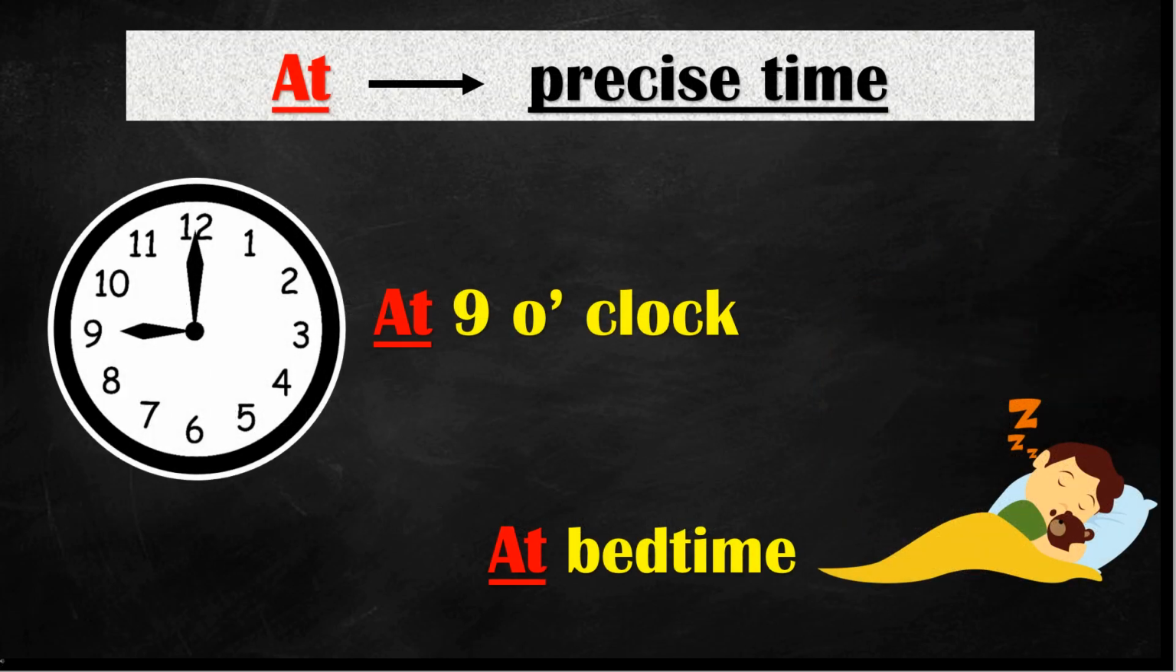At is used for a precise or an exact time, when you are exactly able to state the time when an action is going to take place, has taken place, or is taking place, that is in the past, present, or future. Then we use the preposition at. Example, at 9 o'clock, at bedtime.